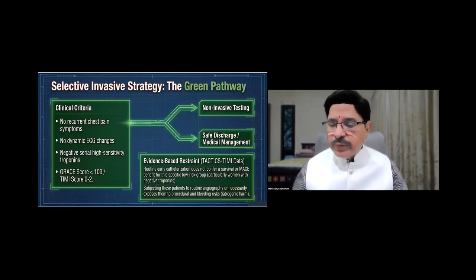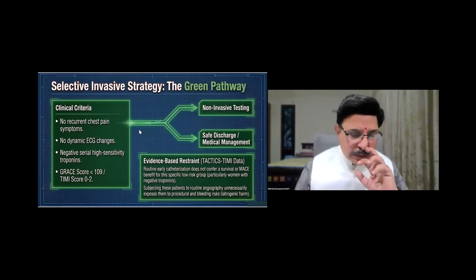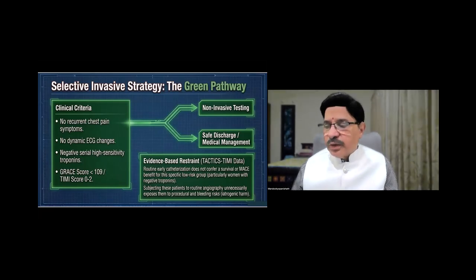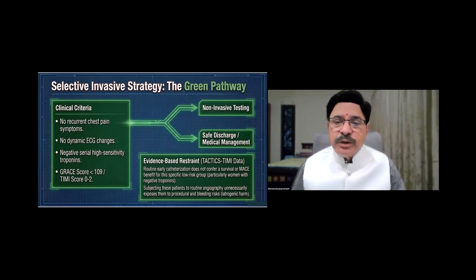Then the green pathway. Sorry, I had to discuss a cardiac patient who is requiring a stress echocardiograph tomorrow for some reason.